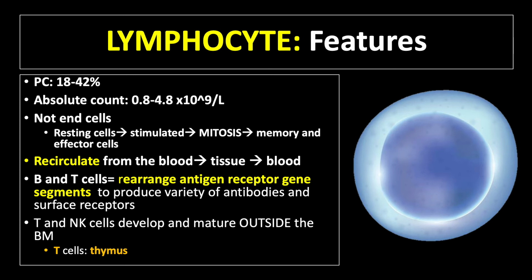We have also the T and NK cells which develop and mature outside the bone marrow. For example, our T cells, diba, they are from the bone marrow. The T and the B cells are from the bone marrow. But our T cells do not mature in the bone marrow. They mature in the thymus. So we have already discussed the process on what's the negative and the positive selection for T cells. And then we have the B cells, diba, they are from the bone marrow, and then they mature in the bone marrow also, and then they undergo central and peripheral tolerance, something like that.